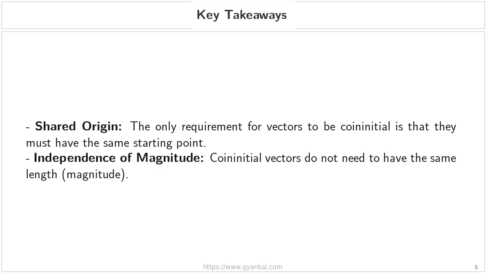Second, remember the independence of magnitude. This means that the length of the vectors does not matter. One vector could be very long and another very short. As long as they start at the same spot, they are still coinitial.